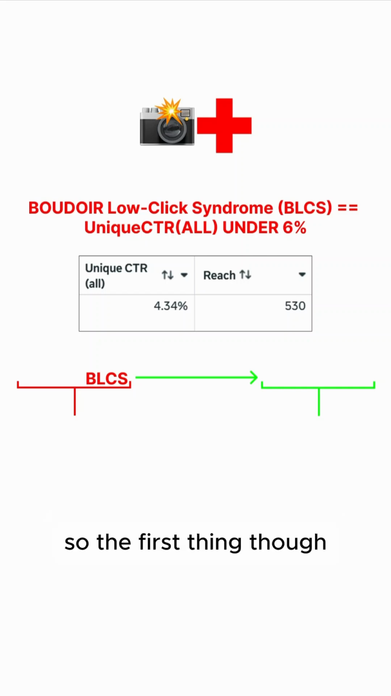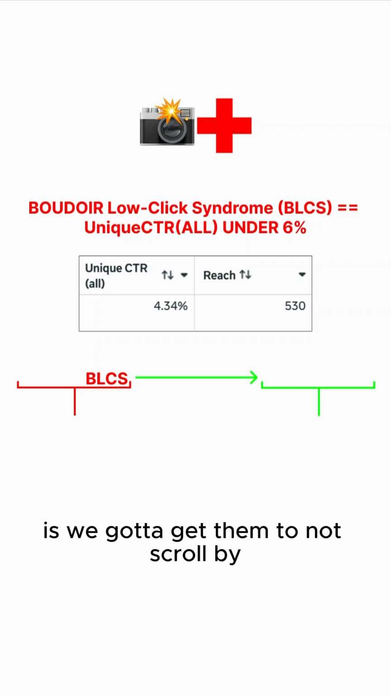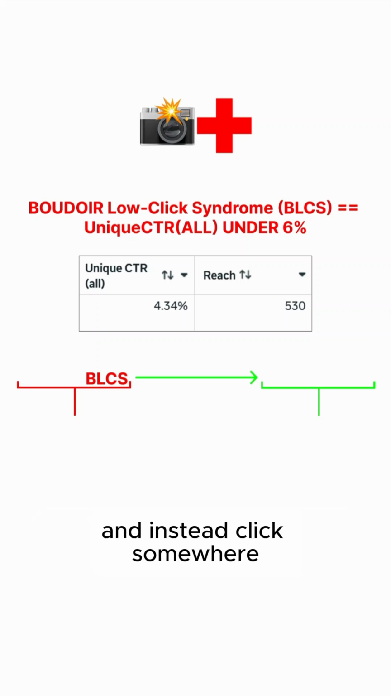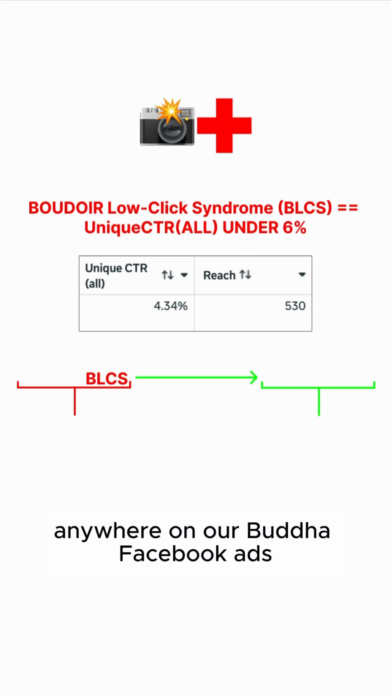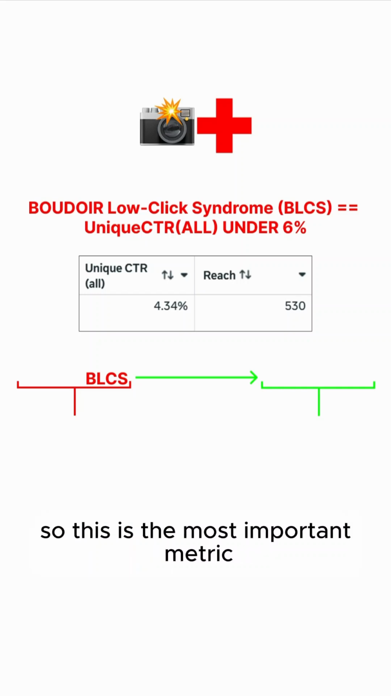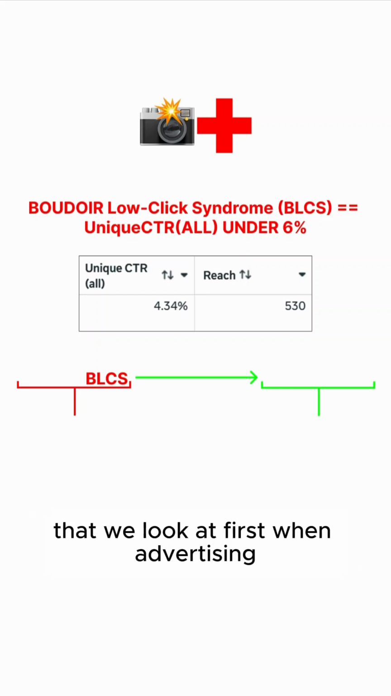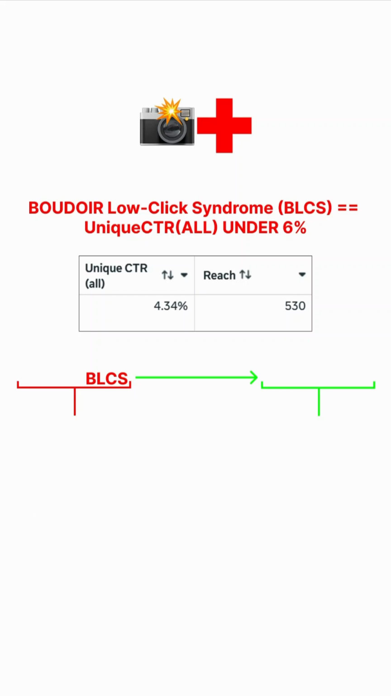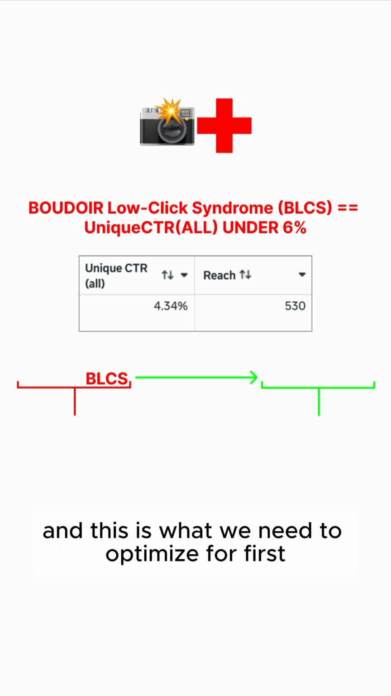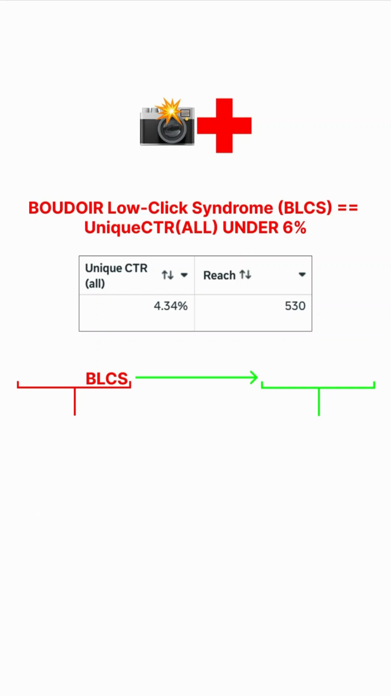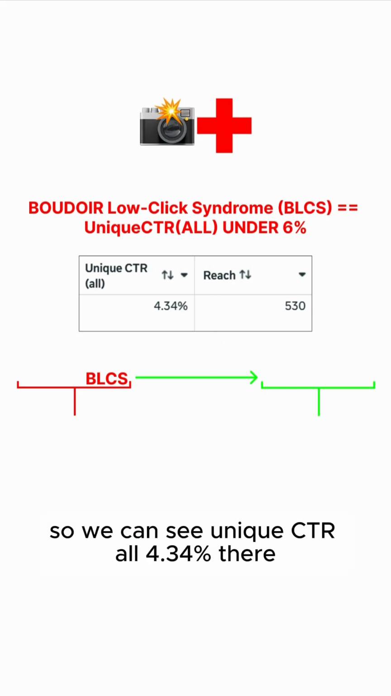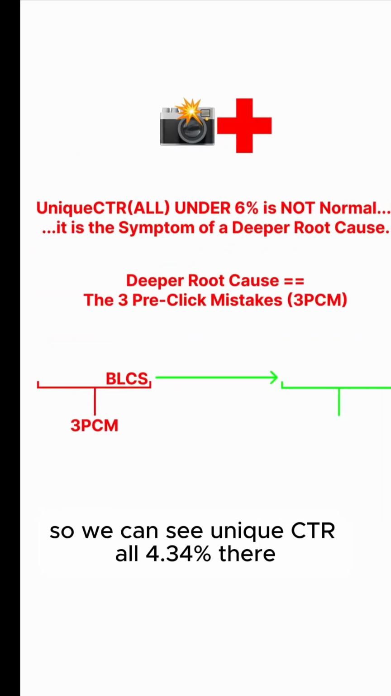So the first thing is we've got to get them to not scroll by and instead click somewhere, anywhere on our Boudoir Facebook ad. This is the most important metric that we look at first when advertising, and this is what we need to optimize for first. It's kind of the highest leverage activity we can do for all of advertising. So we can see unique CTR 4.34% there.